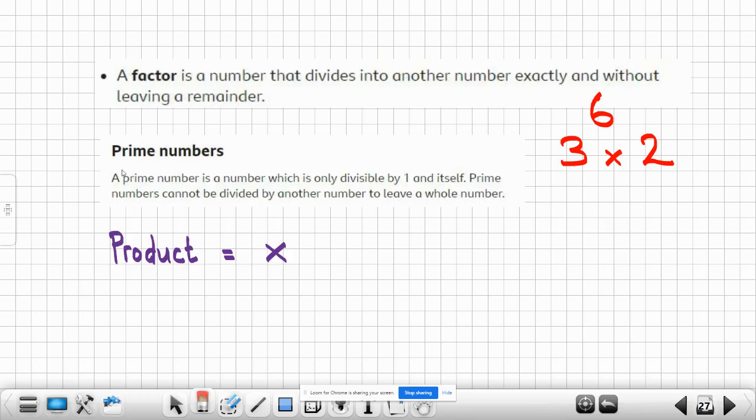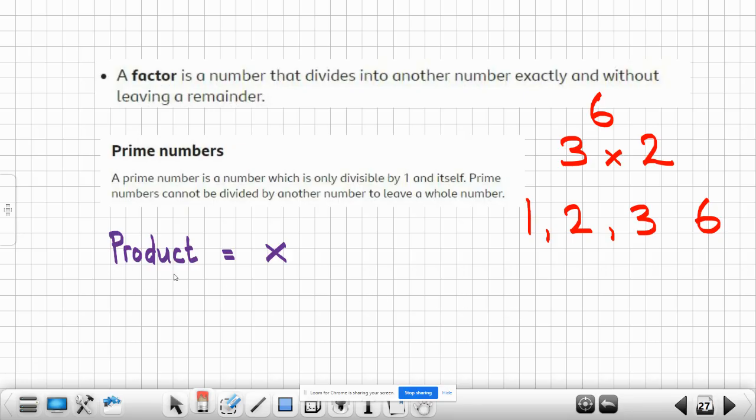Okay, prime numbers. A prime number is a number that can only be divisible by 1 and itself. So it doesn't have any other factors. 6 can be divided by 1 and 6 can be divided by 6. Any number can be divided by itself and by 1. If there are no other factors, then that number is prime. But we've already discovered that 6 has actually got 2 and 3. So therefore, it is definitely not a prime number.